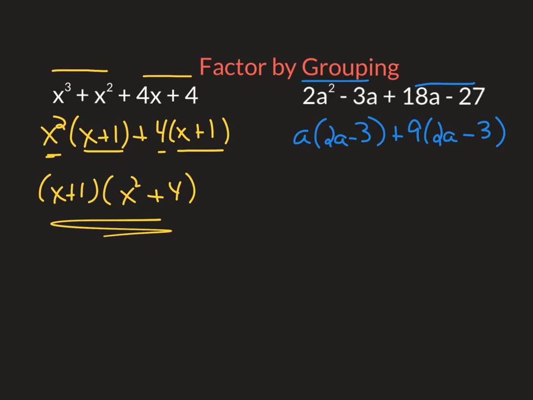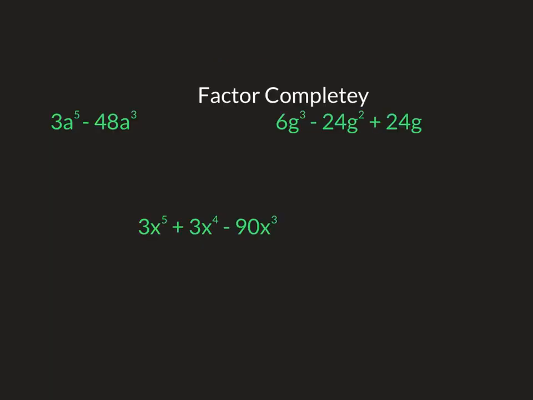The 2a minus 3 is now their GCF. So I'm going to take out the 2a minus 3. When you take it out of the first term, it leaves the a. When you take it out of the second term, it leaves the 9. And there you go. Factor by grouping. That's all there is to it. 4 terms.